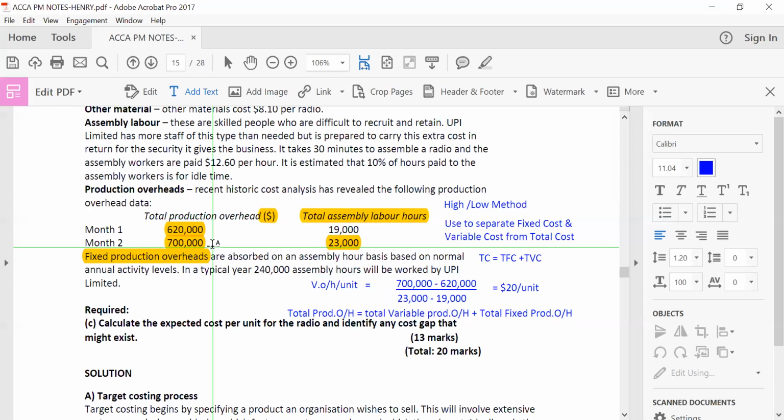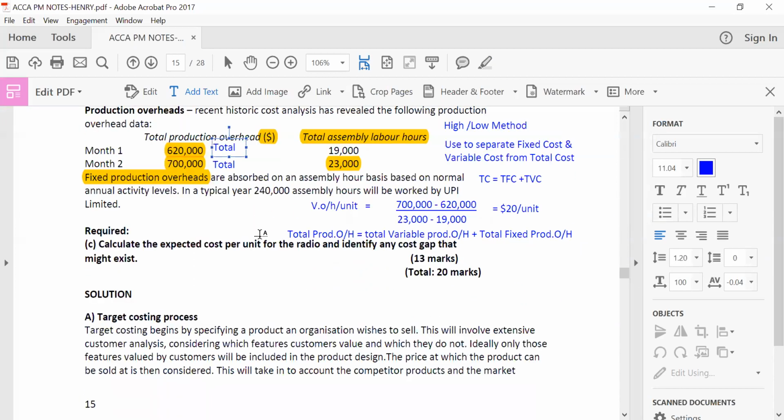So this is total, and we can pick one of them. The 700,000 is total production overhead, comprised of fixed and variable. 620 is also total, comprised of fixed and variable. We can pick any of them and you still get the same answer. You can test that. I can pick 620, somebody can pick 700,000, and any of them works. So the total overhead is 620,000.